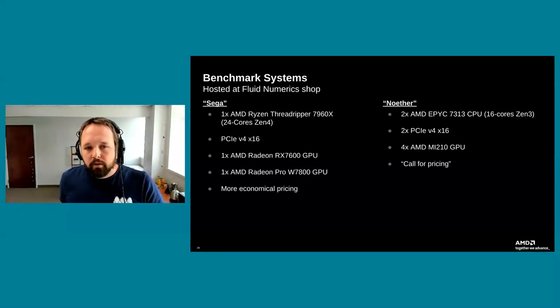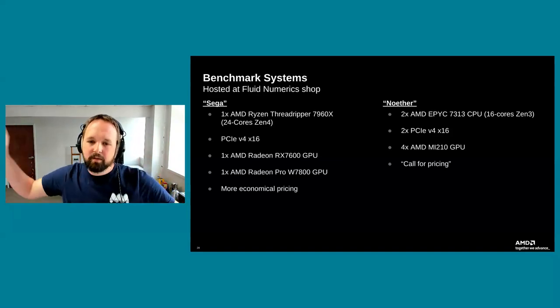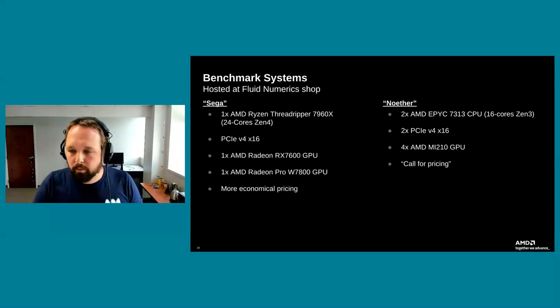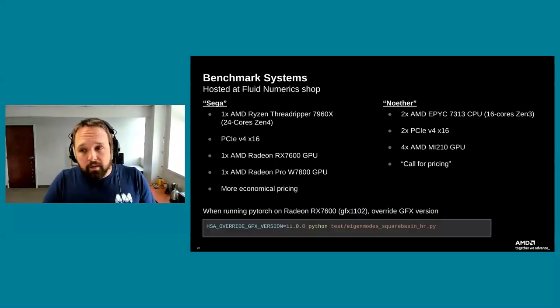And then we have another system called Noether. It's definitely an HPC system. It's got two AMD EPYC 7313 CPUs. These are 16 core Zen 3 architecture on 2 sockets. We actually have, I should have corrected this, but there's actually 8 PCIe slots, 16 lanes, V4. Out of those 8, we've slotted in 4 MI210 Instinct GPUs, and this is definitely in more of the call for pricing category. So we have 2 completely different scales of systems, and on the commodity system, we've got 2 different types of GPUs that hit different price points to take a look at. So hopefully you find that part useful.